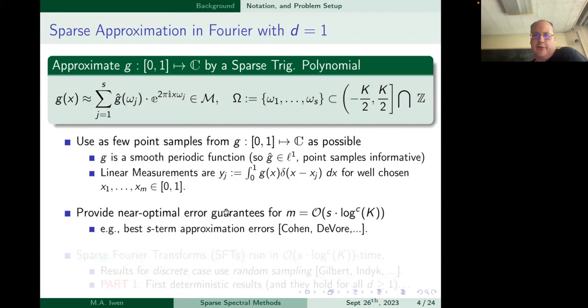We want to try to aim for near optimal error guarantees, best s-term approximation error guarantees, a la DeVore, Cohen, many others have thought about. So to do that, we're going to need a number of function evaluations and grid points which scales like s times log factors of K. So that's going to be kind of what we're aiming for here.